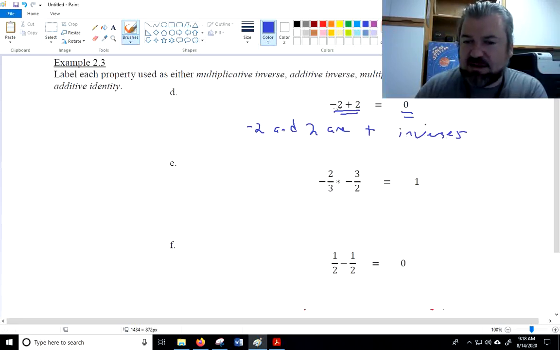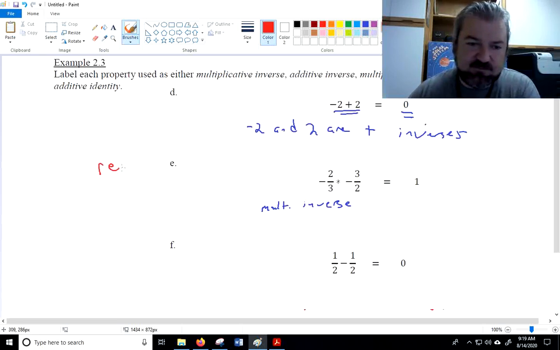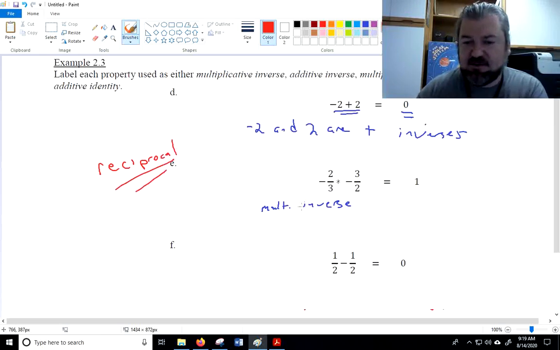They, when added together, will sum to the additive identity. And you can see how you get an additive inverse is simply the negative of the number you have. All right, -2/3 times -3/2 is 1. Well, that's because they are multiplicative inverses of each other. How do you find the multiplicative inverse of a number? It's called the reciprocal. So let's write that word down. Reciprocal. The reciprocal of a number is its multiplicative inverse.